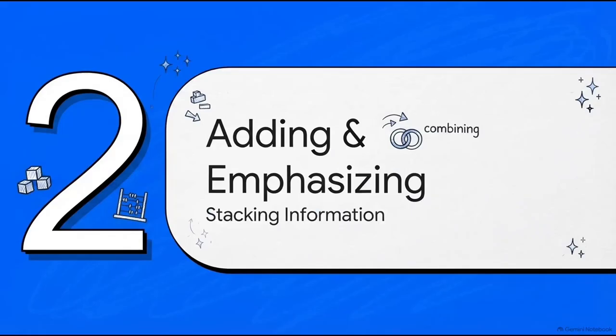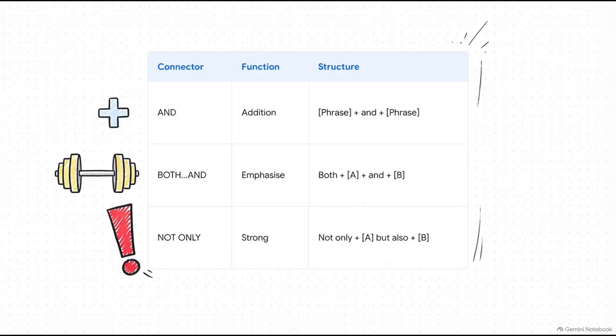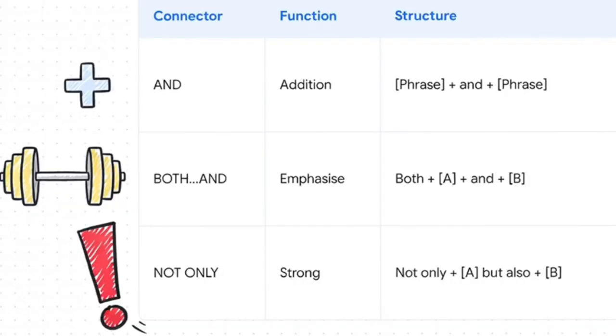Moving right along to section 2, adding and emphasizing, stacking information. Notice the escalation of the tools here. They all add information, but they do it with totally different levels of intensity. We've got and for simple, straightforward addition. Then we step it up to both and when we really want to place equal emphasis on two specific items. And then we have the absolute heavy hitter, not only but also, which we use for strong addition to really drive a major point home.